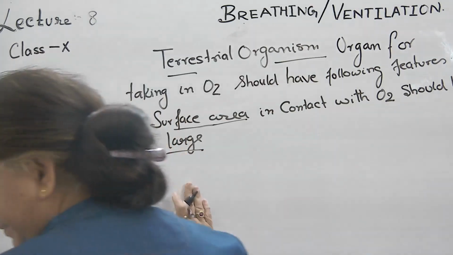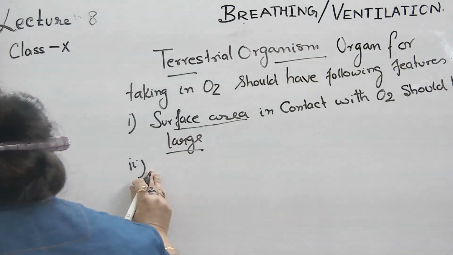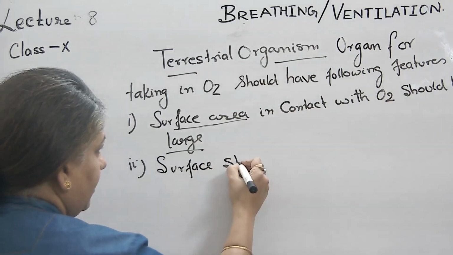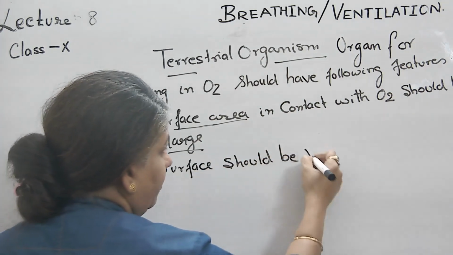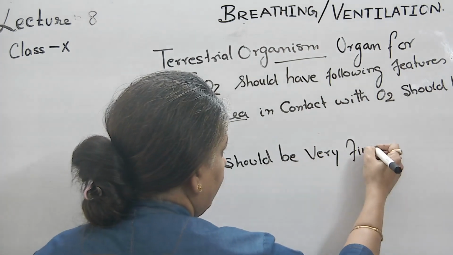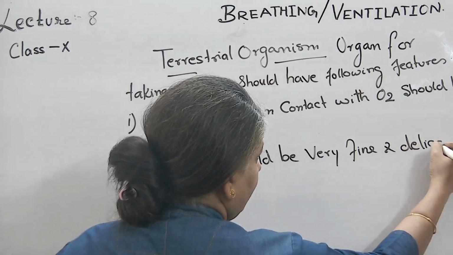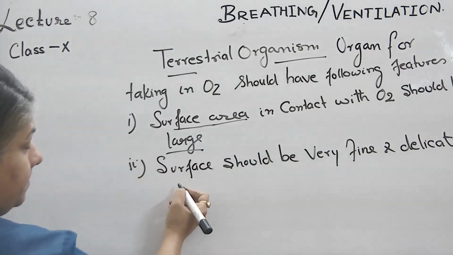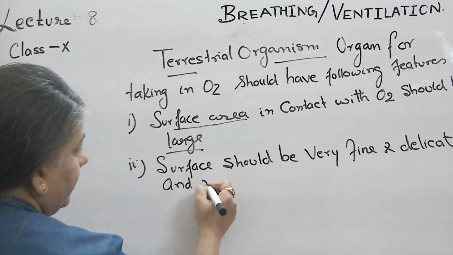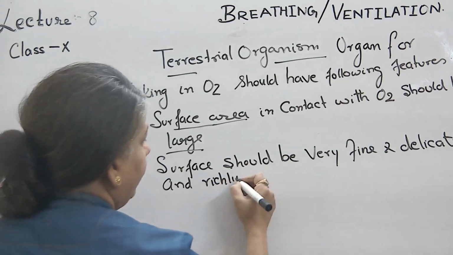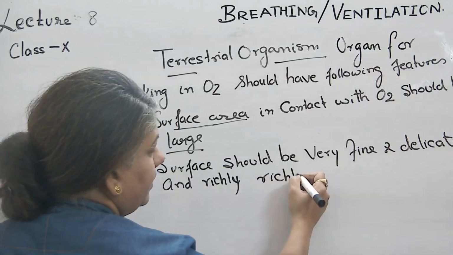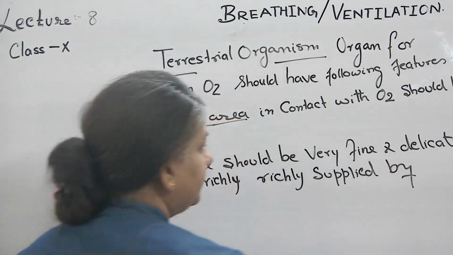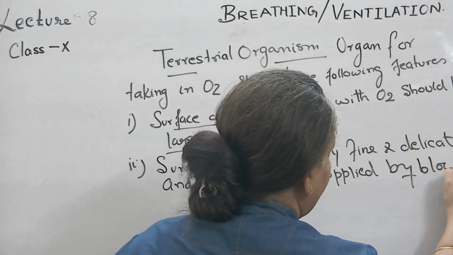Second point is the surface should be very fine and delicate. Thirdly, delicate and richly supplied by blood vessels or by blood capillaries.